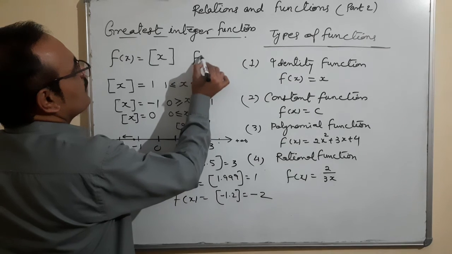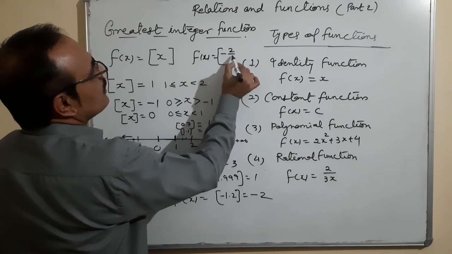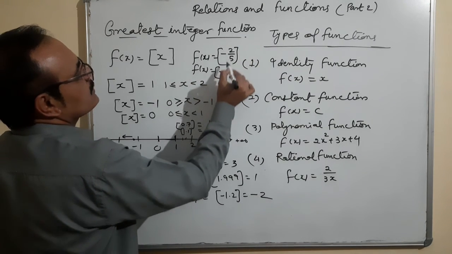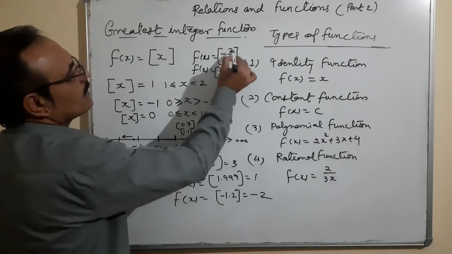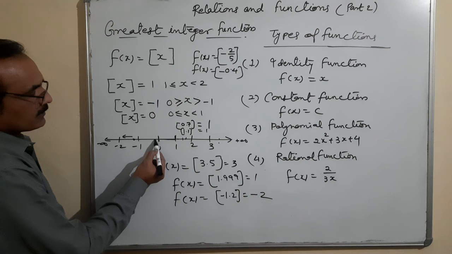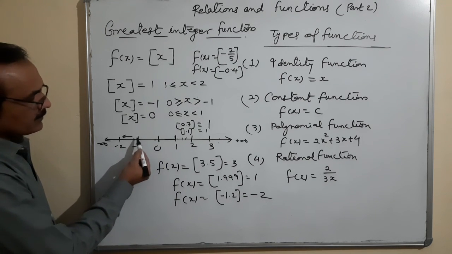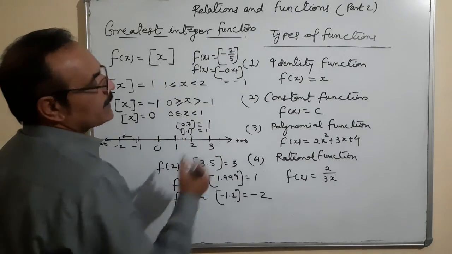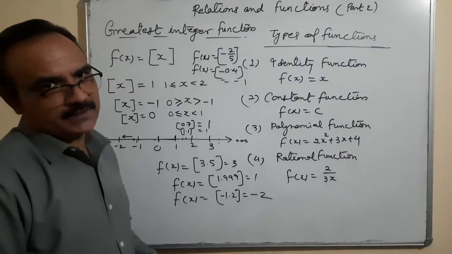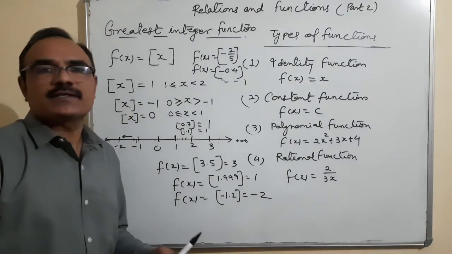For example, f of x is equal to, it is given minus 2 upon 5. What is it? F of x is equal to minus 0.4. 5 4s are 20, minus 0.4. Minus 0.4 is here. The integer which is coming to the left of it is minus 1. So its value is minus 1. Okay. So on the number line, we have to see the first left hand side integer of that number. This will be the answer. So that is called greatest integer function. Okay.